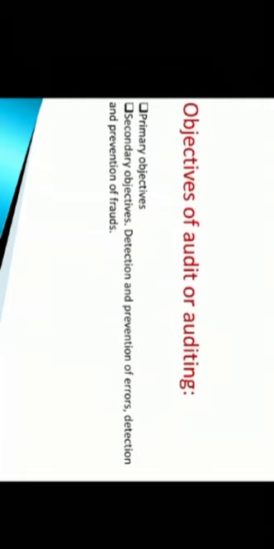The next topic, the objectives of audit or auditing. This is an important question in an examination. Particularly, a specific question may arise towards the objectives of audit. The objectives of audit are classified into primary objectives as well as secondary objectives. Basically, the primary objective relates to examining the books of accounts and records, so as to find out whether the books of accounts as required by law are kept.